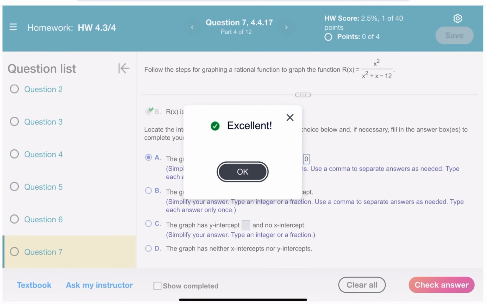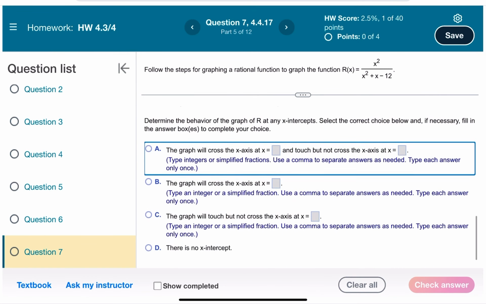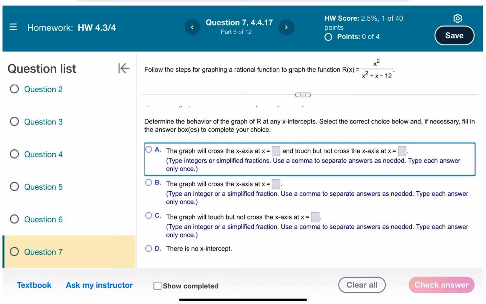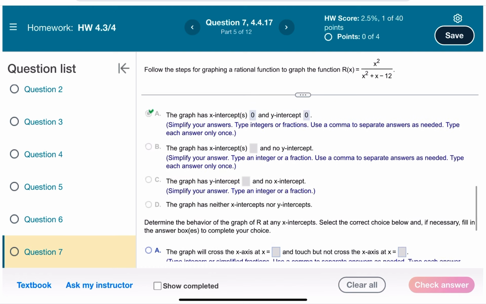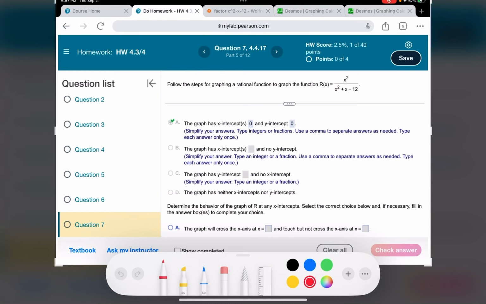And there you go. Okay. Awesome. So determine the behavior of the graph at any x-intercepts. This is where you've got to be careful. So how did we get the x-intercepts? Well, we got the x-intercept by setting the numerator equal to 0. So it's asking what's the behavior at the x-intercept?